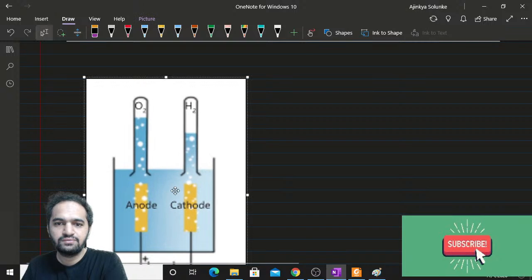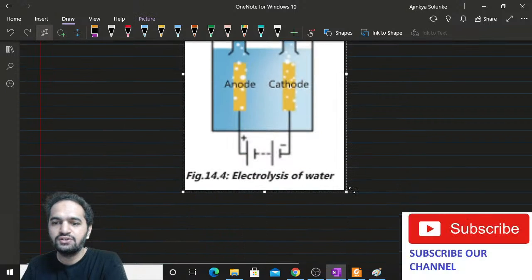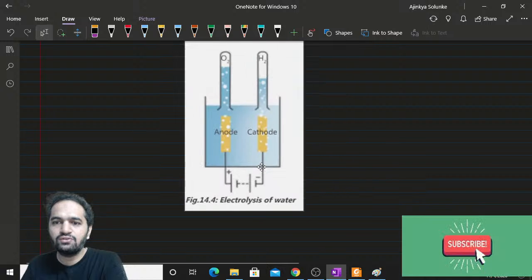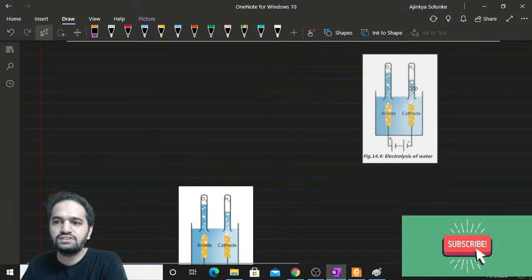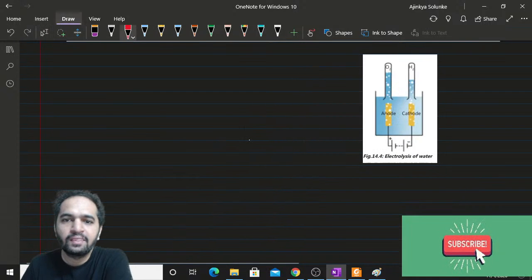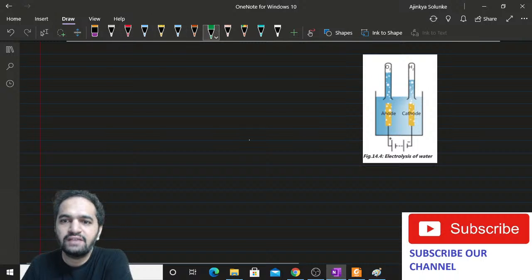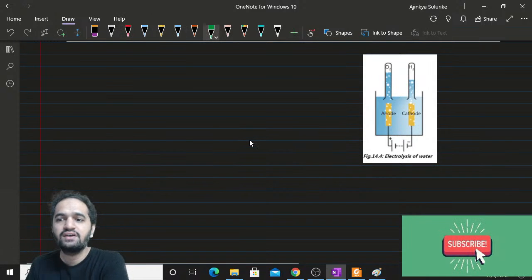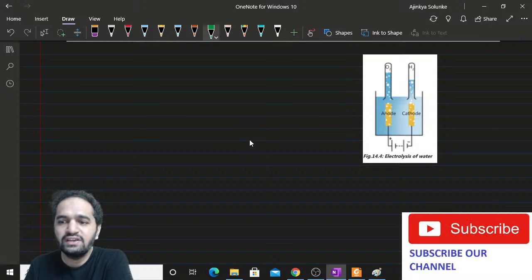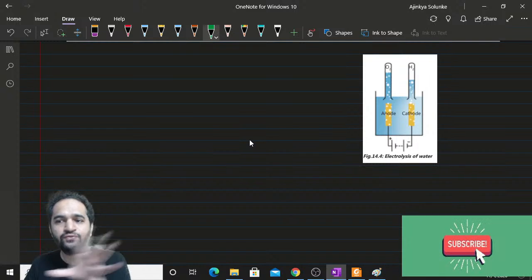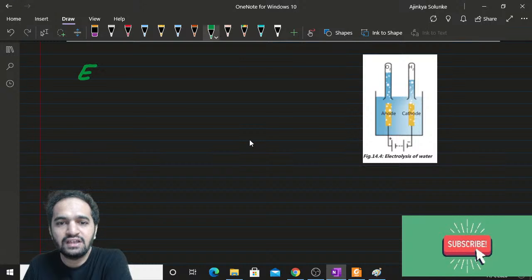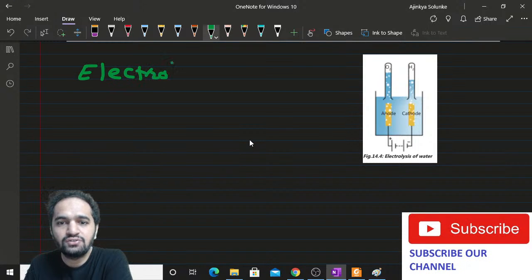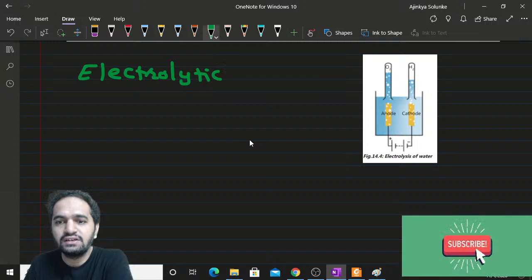So this is the one. Let us understand this. We have been given anode and we have been given cathode, right? Let me make it as short as possible. This is the figure which we have been supplied with. This figure has anode, cathode, the battery, everything. This whole arrangement is called an electrolytic cell.